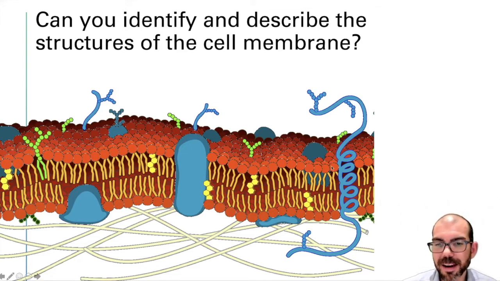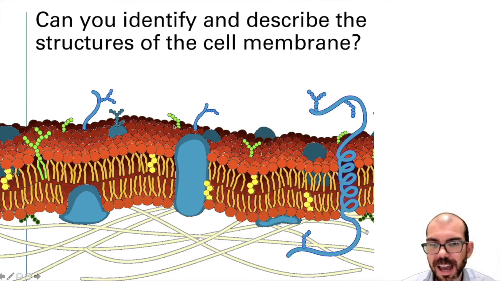Looking immediately at it, I know this is a peripheral protein because it's attached only on the outside. This is an integral protein. It goes all the way through the cell. It's probably a transport channel. Here I can see phospholipids in a phospholipid bilayer. There are cholesterol molecules in there to maintain the fluidity of the membrane.